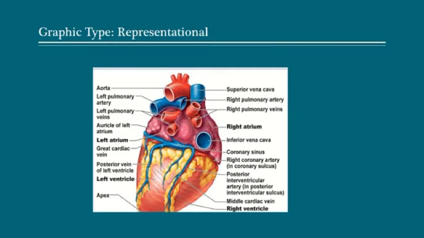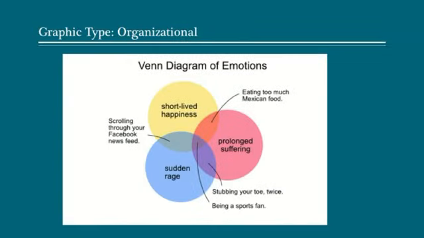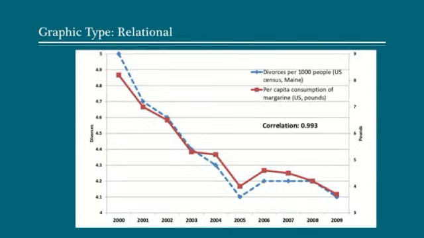Representational graphics illustrate the appearance of an object, much like a labeled diagram of the heart. Organizational graphics illustrate qualitative relationships, like concept maps or Venn diagrams. Relational visuals summarize quantitative data, like bar charts or other data-driven graphs.